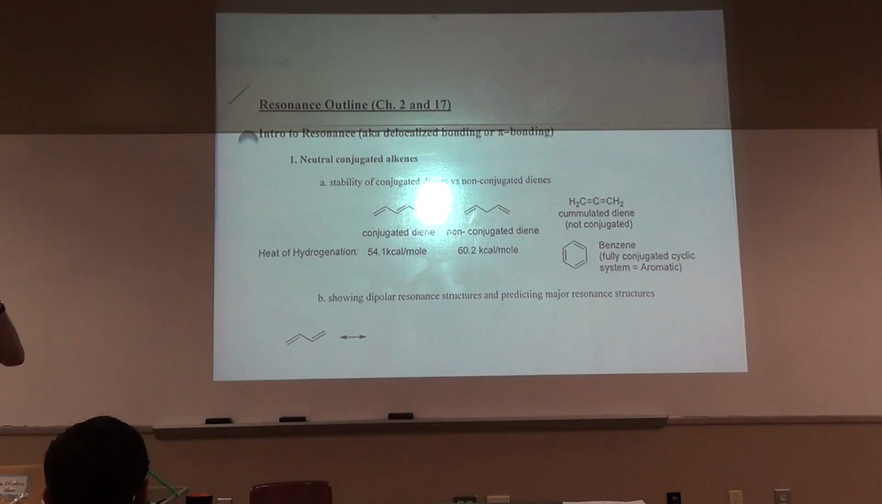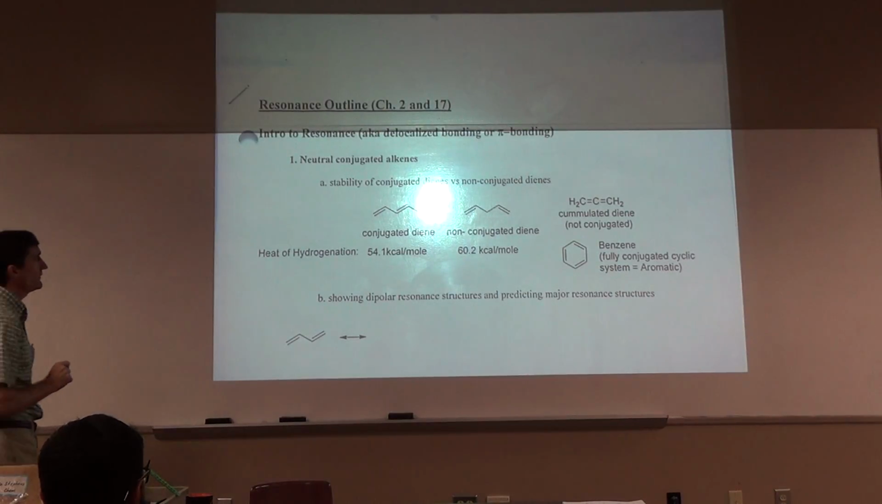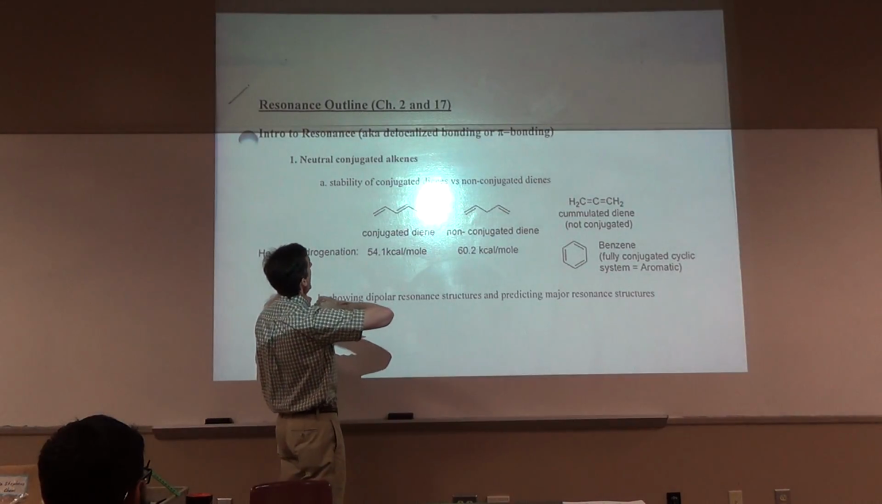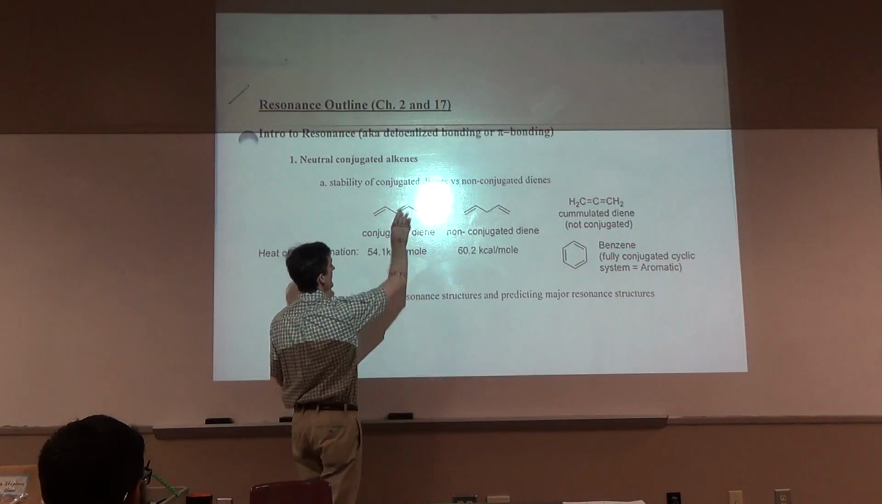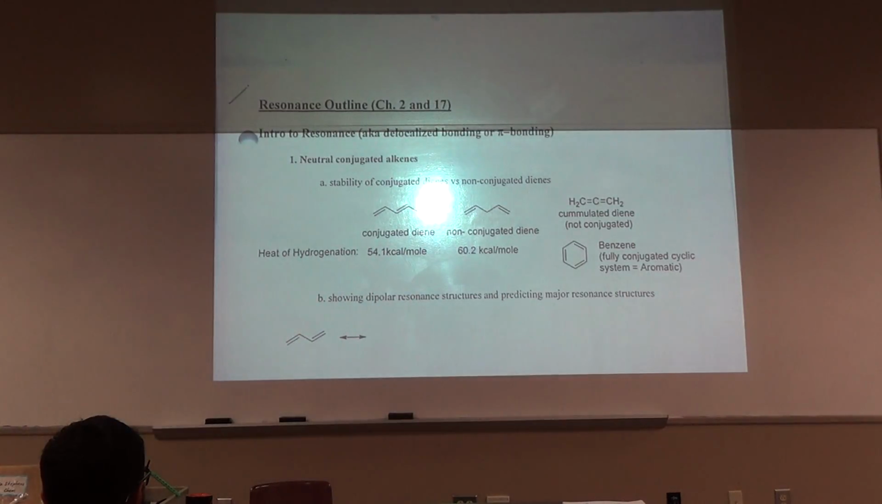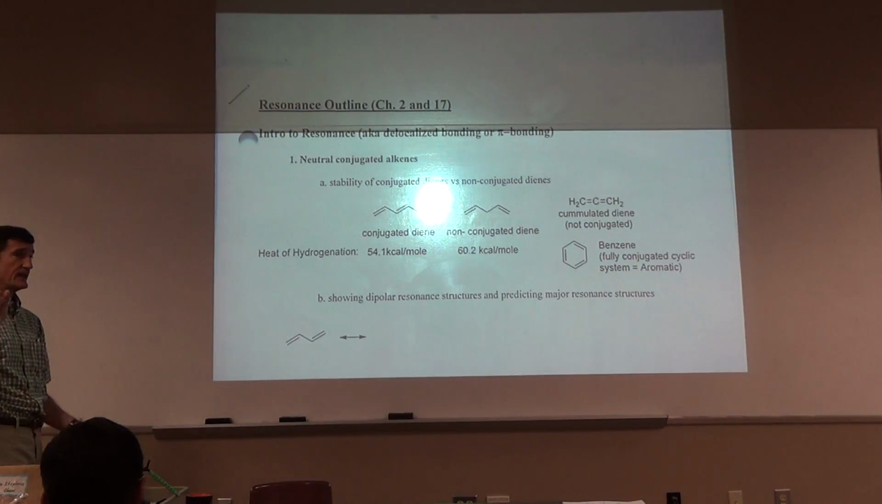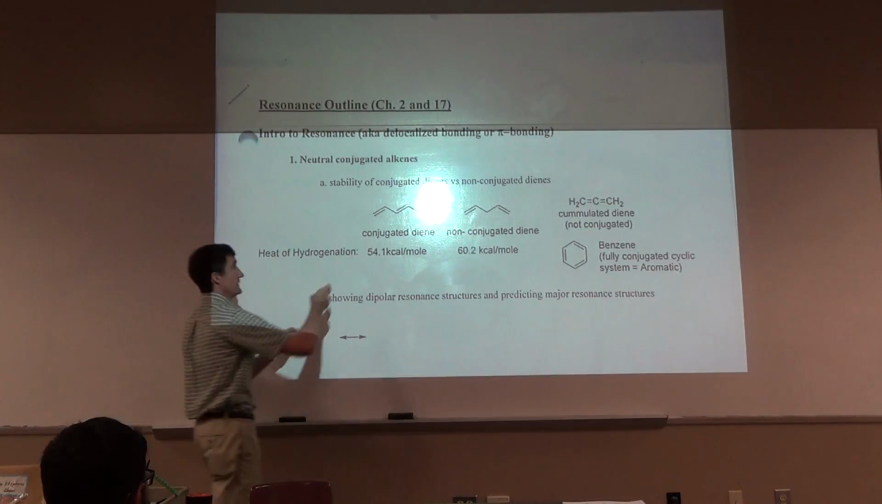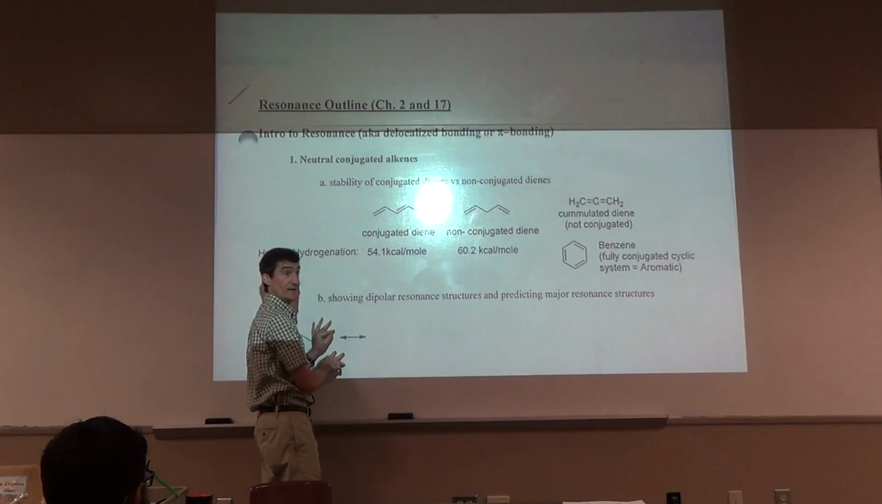Intro to resonance, also known as delocalized bonding or pi bonding, because we're dealing with pi electrons. Okay? We can first look at the idea of neutral conjugated alkenes, dienes, and dienes is the handout I sent you by email. Please have that printed for next Wednesday. Dienes are compounds that contain two enes, two alkenes. This is a diene. Okay, simple as that.